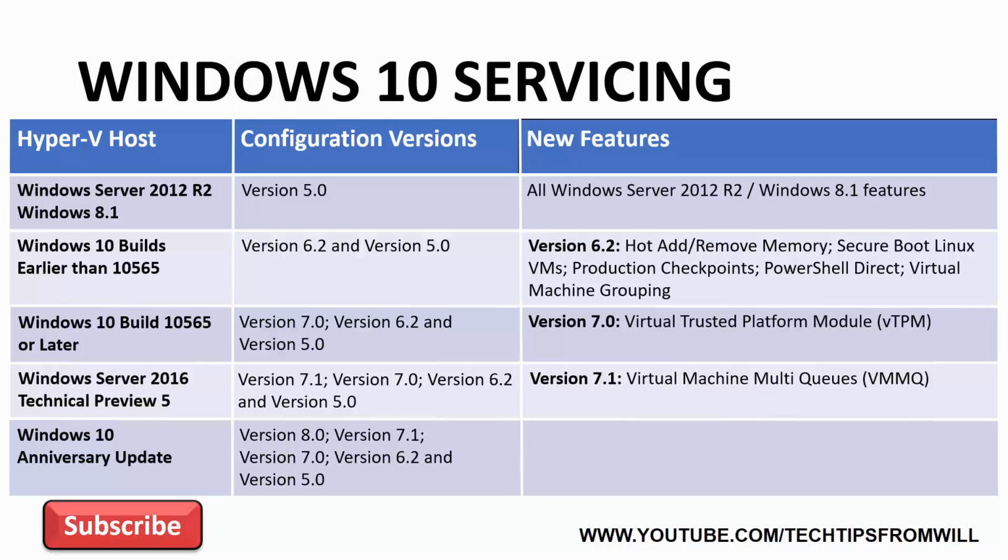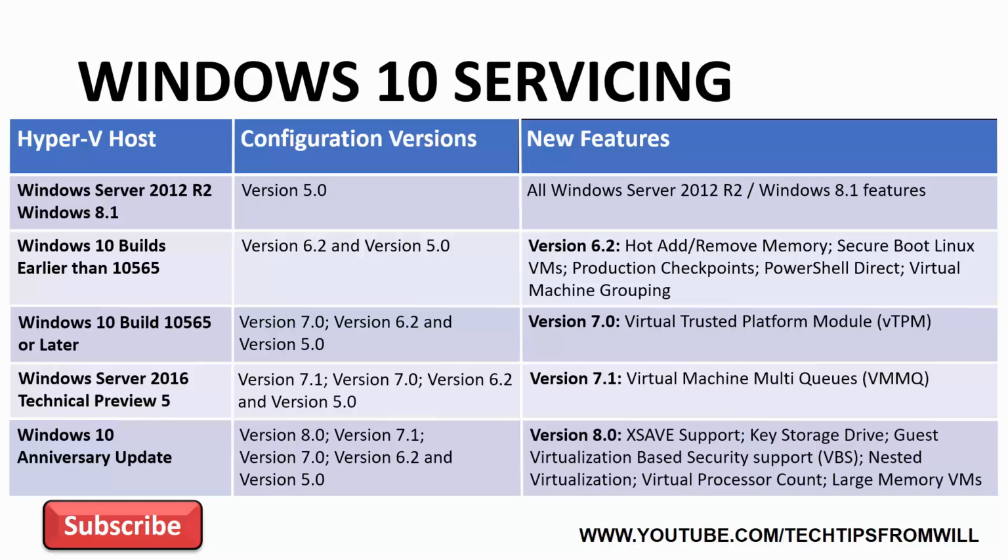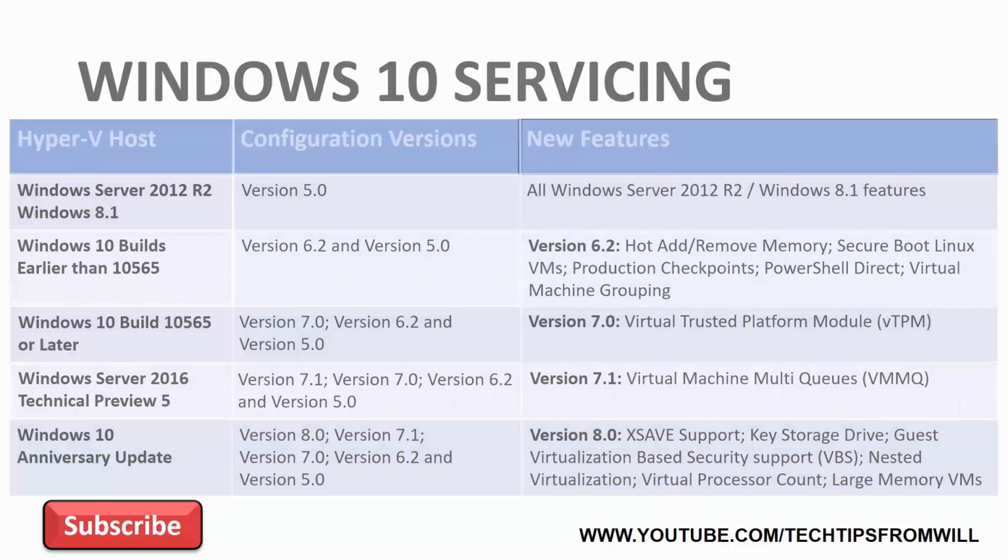You can obtain the Windows 10 Anniversary Update by installing it manually or simply by running all your Windows updates. With the Anniversary Update installed, version 8.0 virtual machines are then available to you. Version 8 virtual machines come with the following new features: Xslave support, key storage device, guest virtualization-based security support, nested virtualization, virtual process account, and large memory VMs. Hopefully now you can start to see how Windows as a Service works and the importance of keeping your Windows 10 Hyper-V computer up to date.